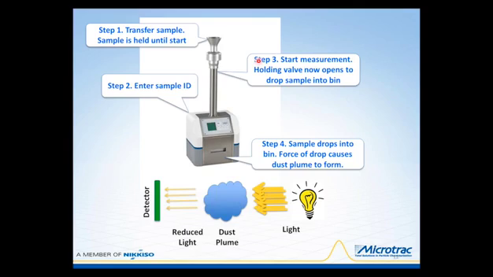The third step is to start the measurement. And then the holding valve that's located within this pipe that's holding the sample now opens and drops the sample into the bin. The sample drops into the bin, and the force of the drop causes a dust plume to form within the bin. Then a light illuminates the sample. This light is an LED, and it illuminates the dust plume that is formed as a result of the drop. A certain amount of the light does not pass through the plume, and this reduced light is detected using a silicon detector.